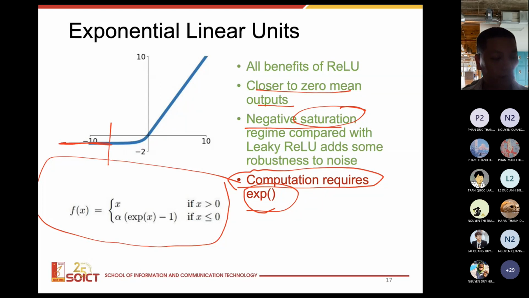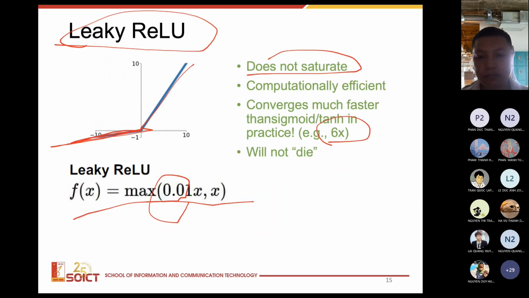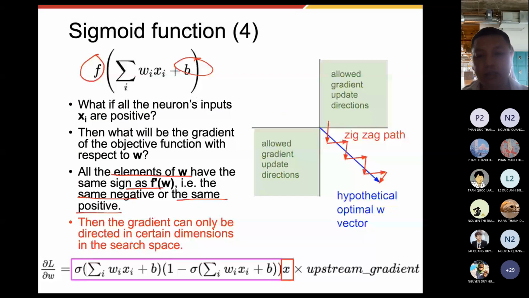I have a question. Yes. Can you explain about the zigzag path in the sigmoid function? In the sigmoid function, the zigzag path.